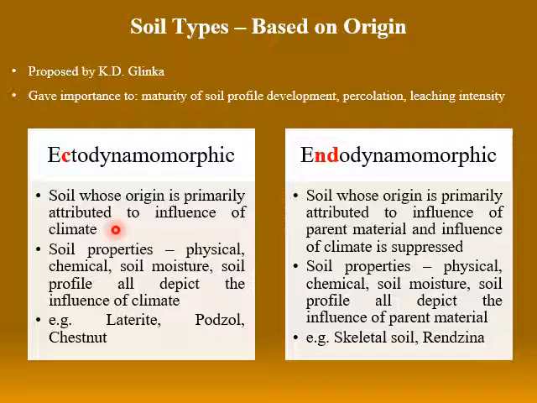their various chemical and physical properties are all influenced by climate and reflect that influence of climate, like laterite, podzol, chestnut, these kinds of soils. On the other hand, we have the endodynamomorphic soils, whose origin is primarily attributed to the influence of parent material, and the influence of climate is actually suppressed.